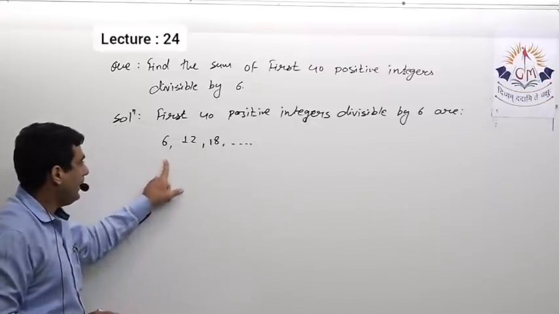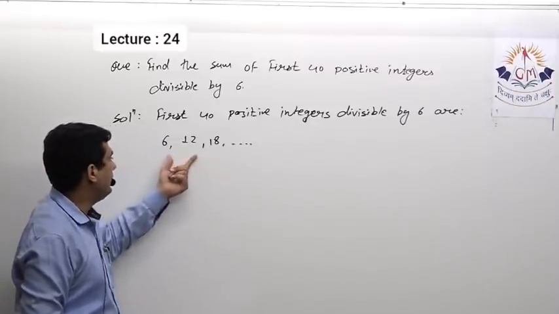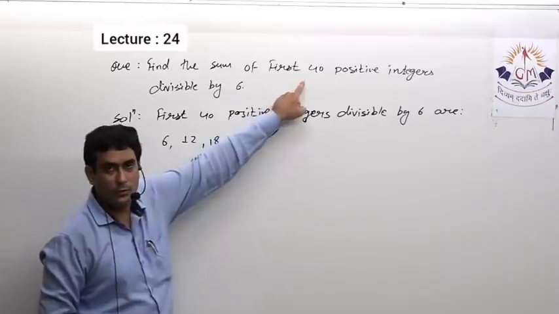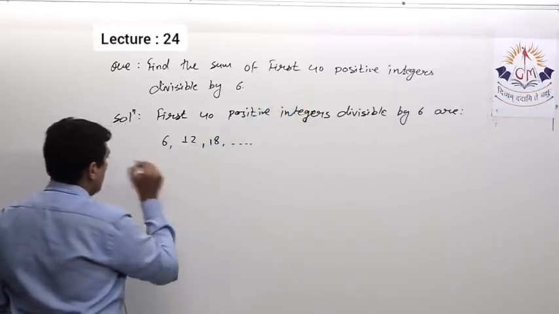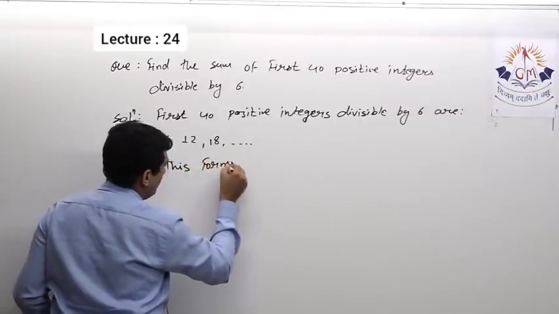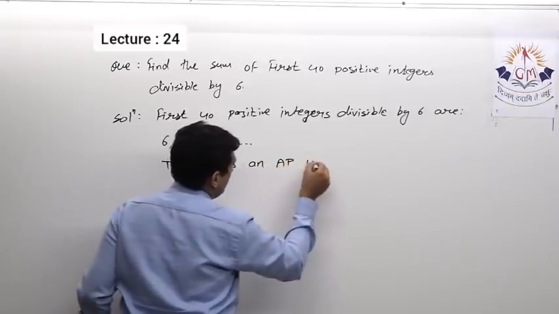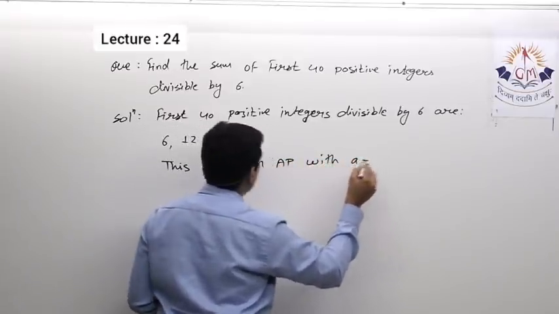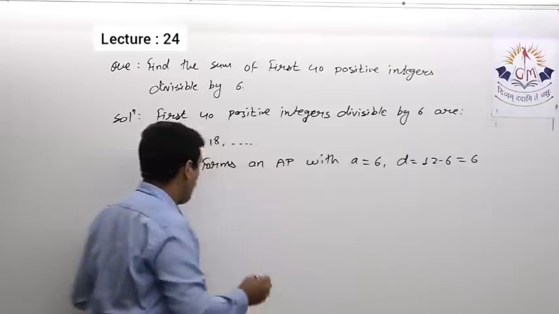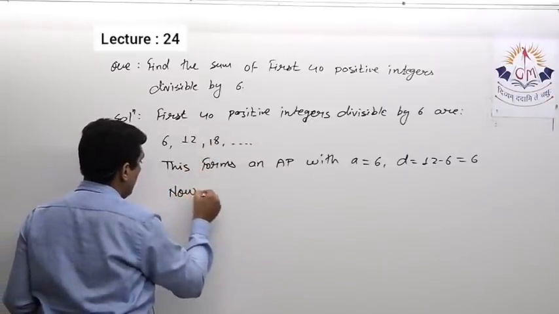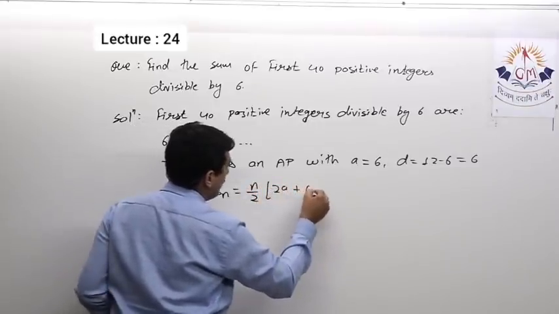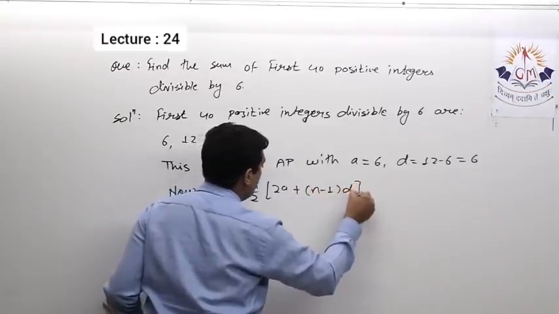Here we have a, and as we have the second term we have d. We can also find the last term, but it is not required because the total number of terms is given. So this forms an AP with a equal to 6, d equal to 12 minus 6, that is 6. Now Sn is equal to n by 2, 2a plus n minus 1 into d.